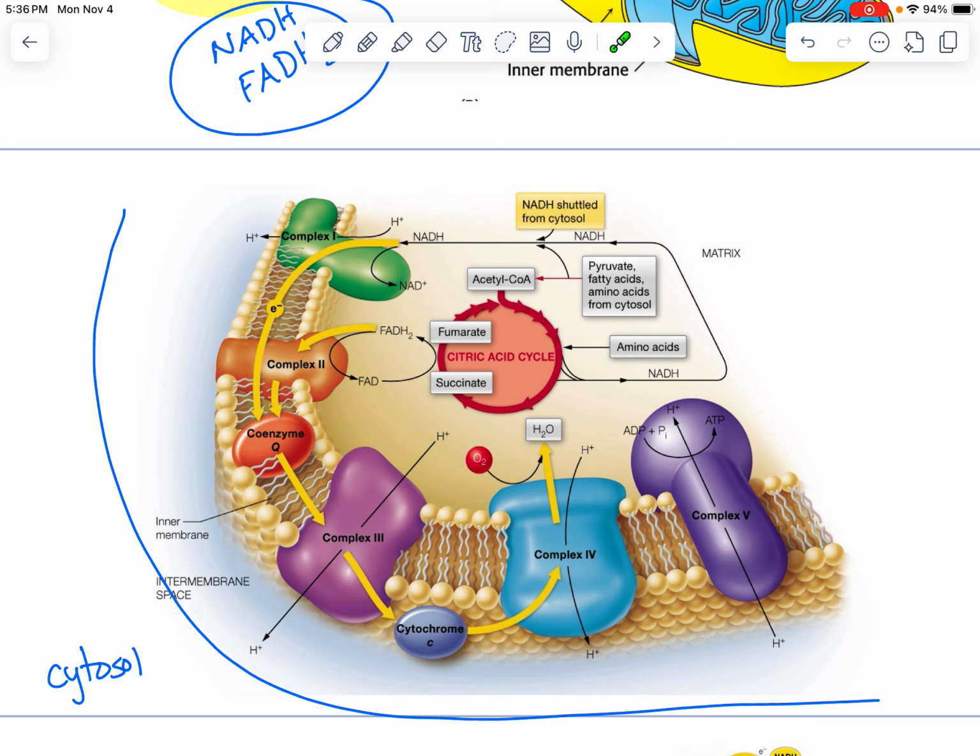Okay, so as electrons are carried through these complexes, the complexes harness that energy to pump these protons from the matrix into the intermembrane space. And if you look at this in detail, you'll see complex 1 is a pump, complex 2 is not, complex 3 is a pump, complex 4 is a pump. All of those are pushing those protons out.